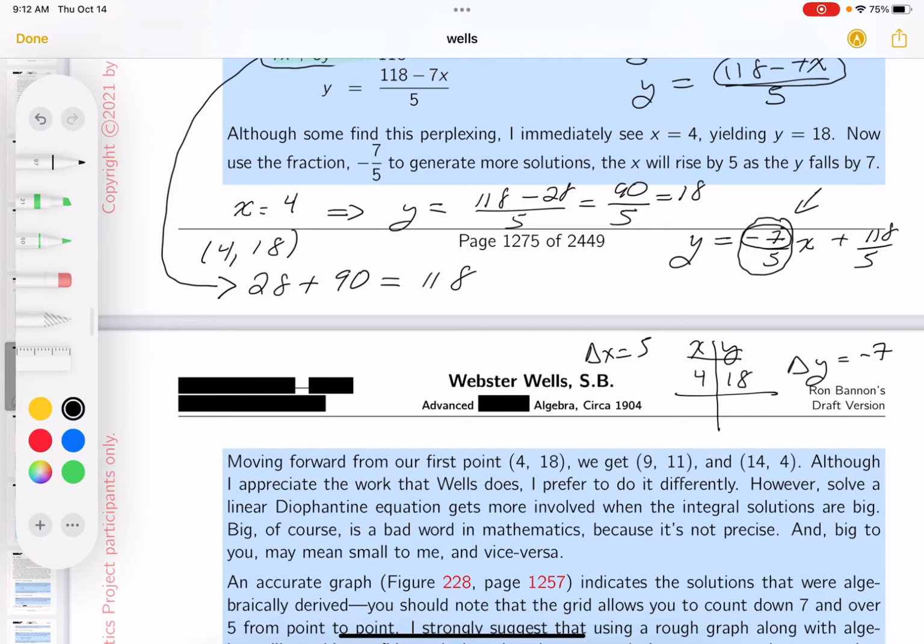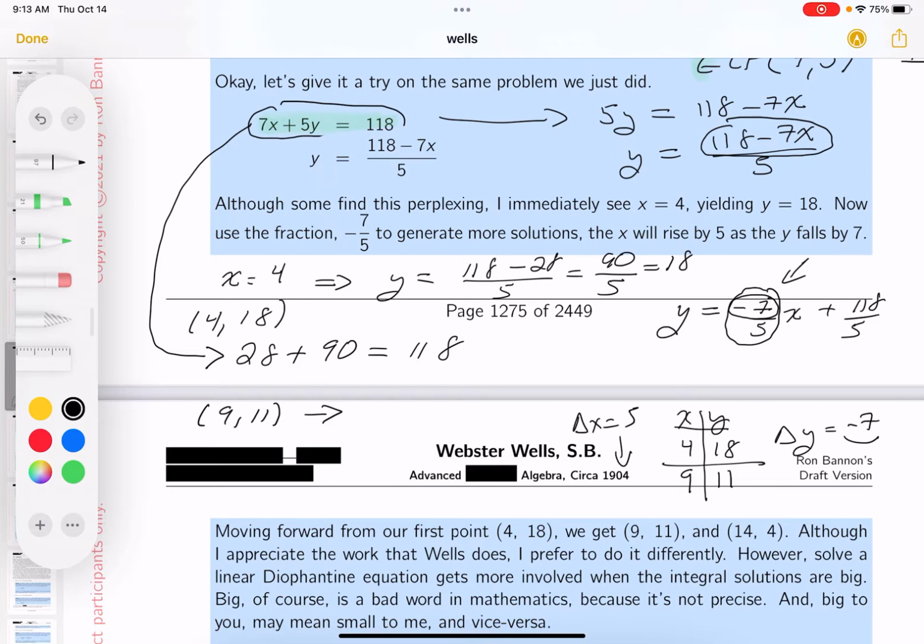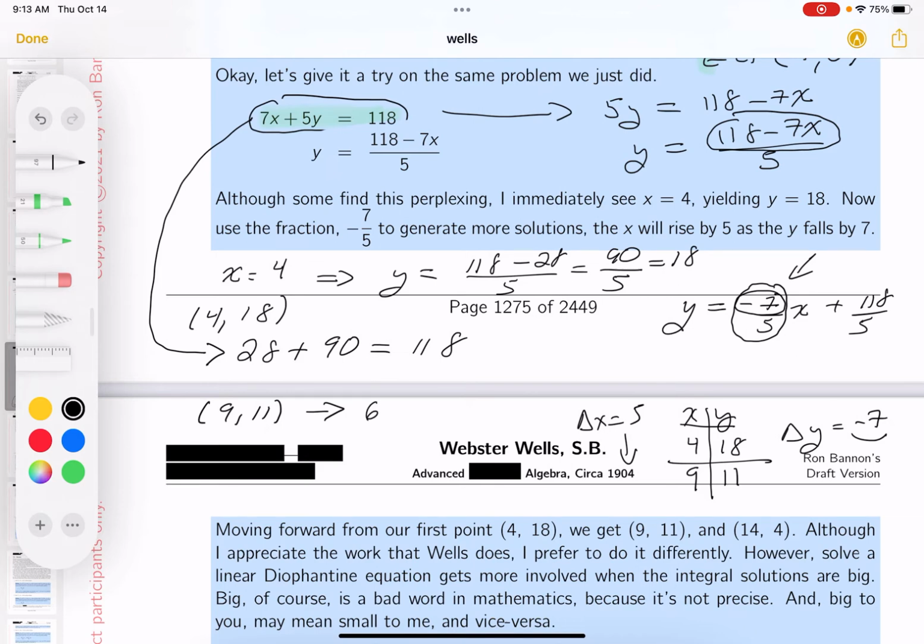Well, let's do that. So I'm going to go up 5. What number would you get? 9. Now I'm going to do this, which is down by 7. What would you get? 11. So now I'm going to claim 9 and 11 is also an integer solution to the problem. Let me write that down for you. And I can generate as many more as I want. Back to the original: 9 times 7 is 63, plus 5 times 11 is 55. 63 and 55 is going to be 118.